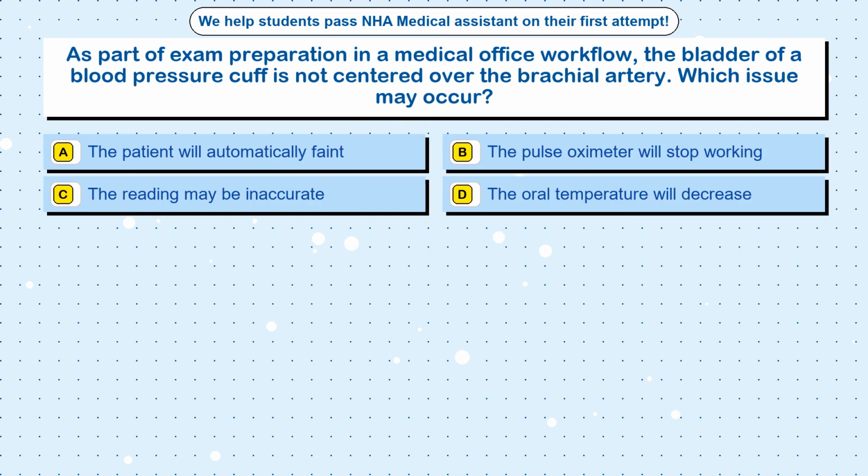Question 98. As part of exam preparation in a medical office workflow, the bladder of a blood pressure cuff is not centered over the brachial artery. Which issue may occur? Option A, the patient will automatically faint. Option B, the pulse oximeter will stop working. Option C, the reading may be inaccurate. Option D, the oral temperature will decrease.